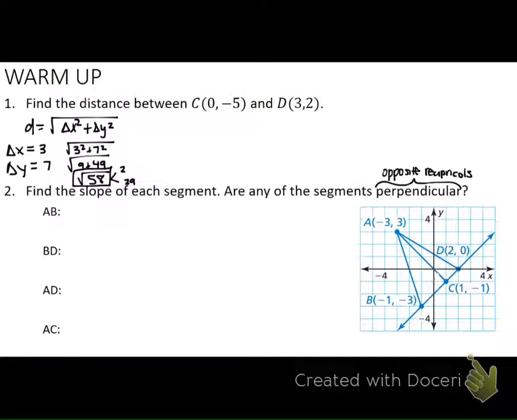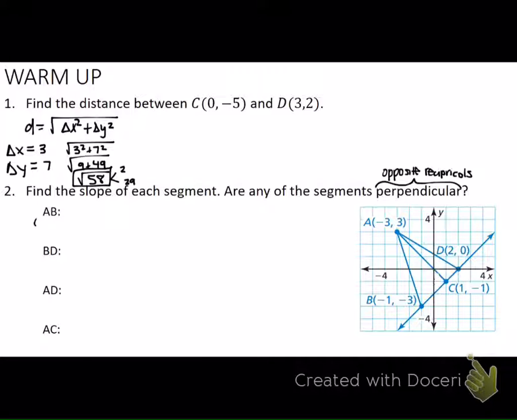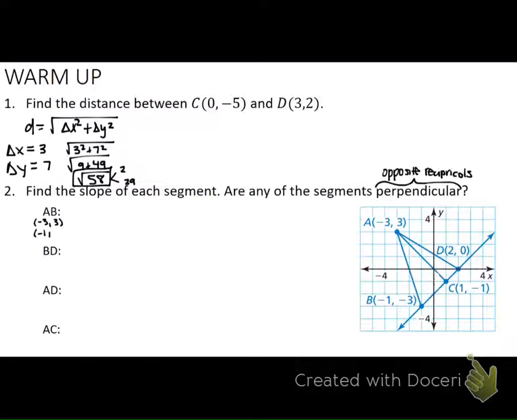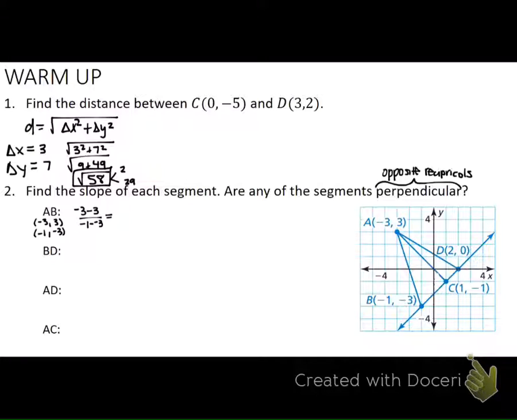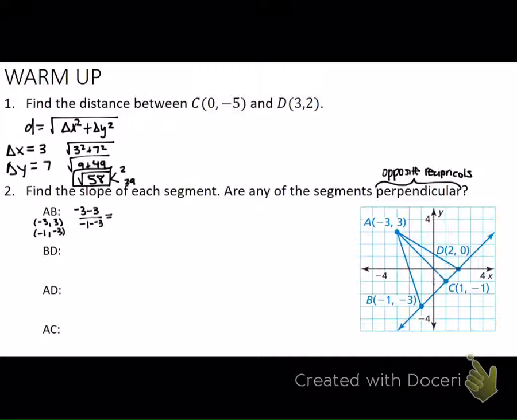So, AB. So we do the slope of AB. So that's negative 3 minus 3 over negative 1 minus a negative 3. So you do the y's on top and the x's on bottom. So two negatives make a positive. So that's negative 6 over 2, which is negative 3.